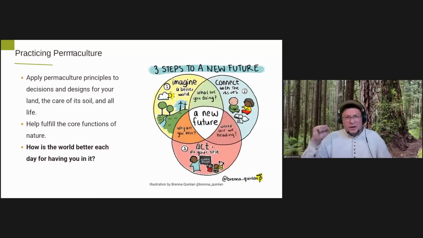In closing, I really want to encourage you all to apply permaculture principles to decisions and designs for your land, including care of its soil. Consider how you can help fulfill the core functions of nature: to clean the air, to clean water, to hold water on the land, to create flushes of growth, and to create the conditions for life.